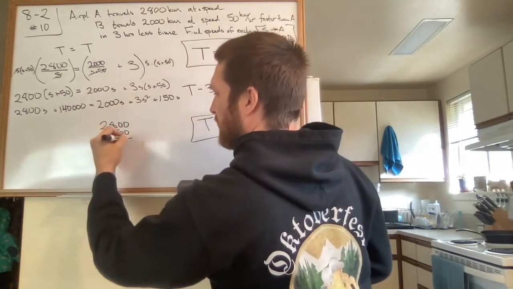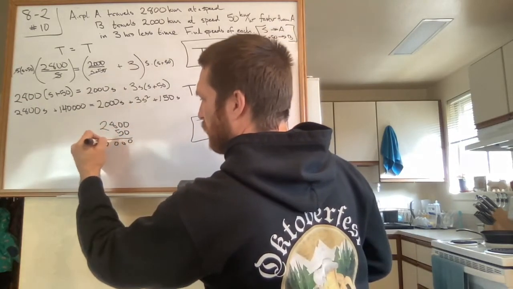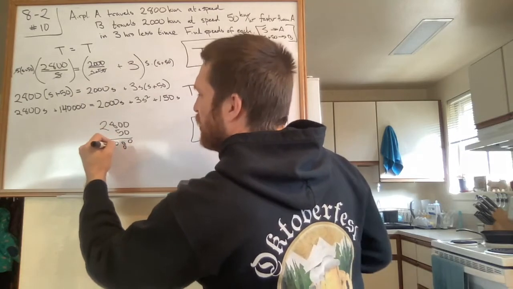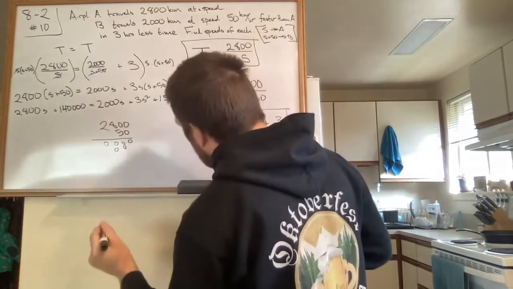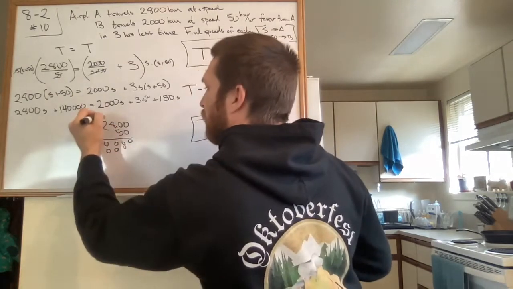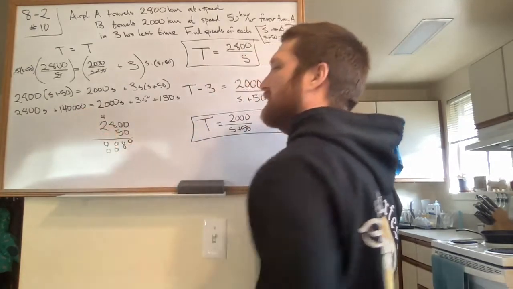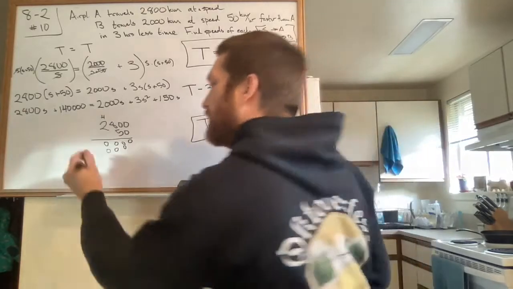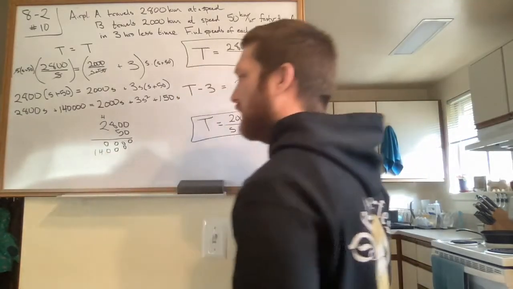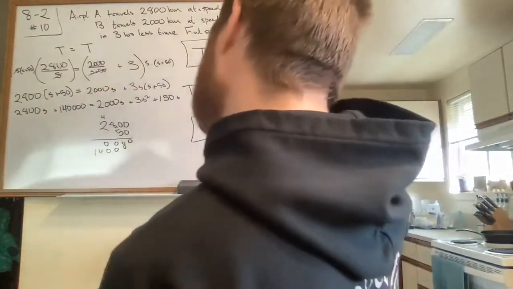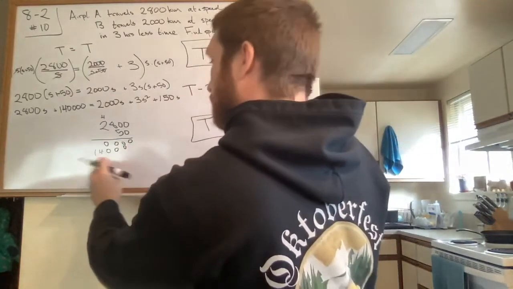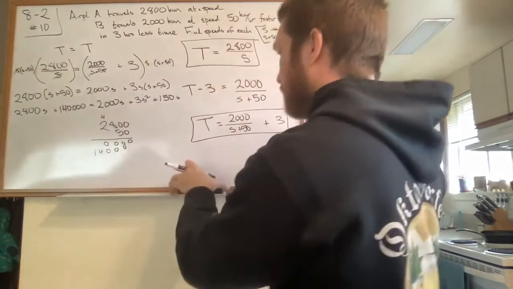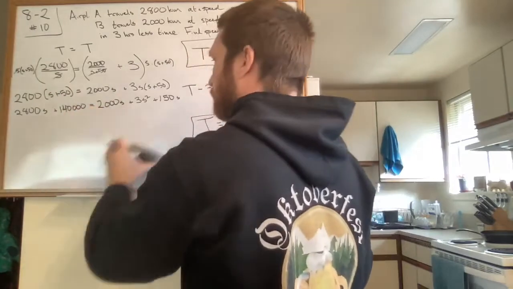2,800 times 50. We'll do this one more time. We get 1, 2, 3, 4 zeros, then 5 times 8 is 40, 2 times 5 is 10 and 14. So 1, 4 right there. Is that right? Yes, that's right. 3 zeros and a 140. Okay, that looks good. It's going to be big, but we'll see what happens.